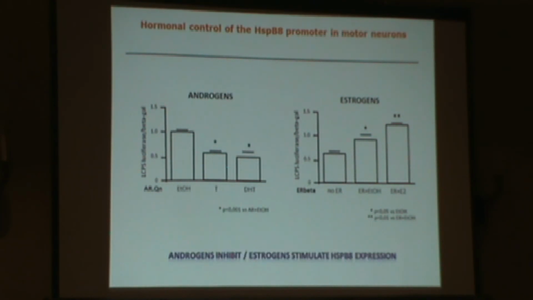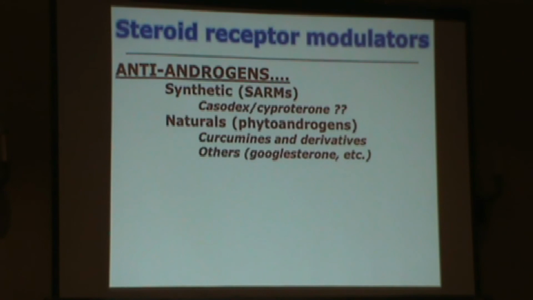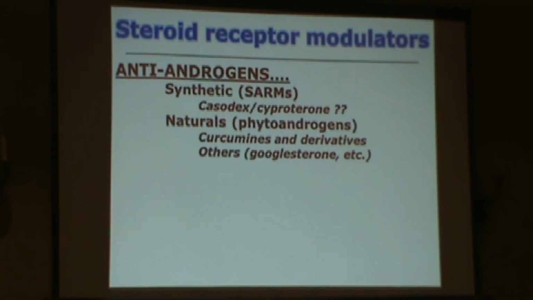So they can be a good candidate because there are several compounds that have androgenic or estrogenic activity, and we can take advantage of this equilibrium if we can block the inhibition induced by androgens on the expression of these protective proteins, or we can enhance the activity of estrogens in inducing the expression of HSPB8. And there are several drugs that can be used, anti-androgens like Casodex and cyproterone acetate. There are also natural compounds that we are testing to see if we counteract the inhibition induced by testosterone, we can increase the level of HSPB8 in our motor neuronal system.